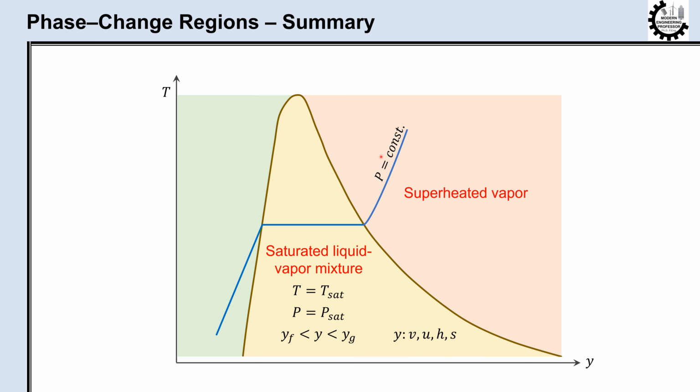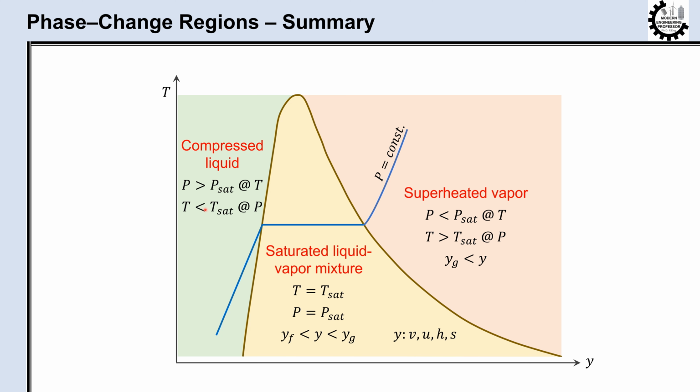It is described by lower pressure than saturation pressure, higher temperature than saturation temperature, or higher thermodynamic properties than vapor values. The compressed liquid region is located on the left of the dome. It is characterized by higher pressure than saturation pressure, lower temperature than saturation temperature, or lower thermodynamic properties than liquid values. Note that while saturated and superheated tables are widely available, compressed liquid tables are not as commonly available.